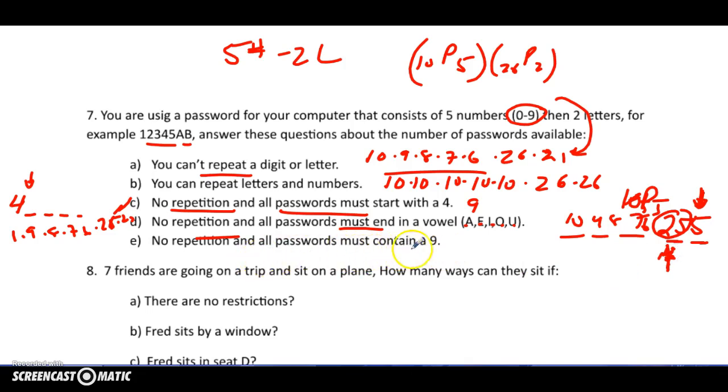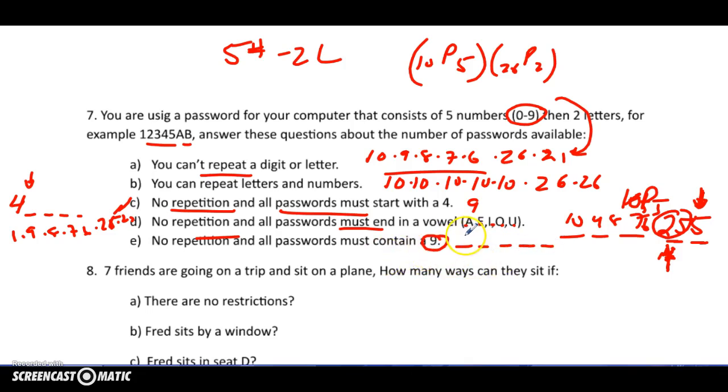No repetition, all passwords must contain a 9. So this is a great question. I'm not going to do all the work here, but you can ask yourself this. The 9 can be in 5 different places. It can be here, here, here, here, or here.